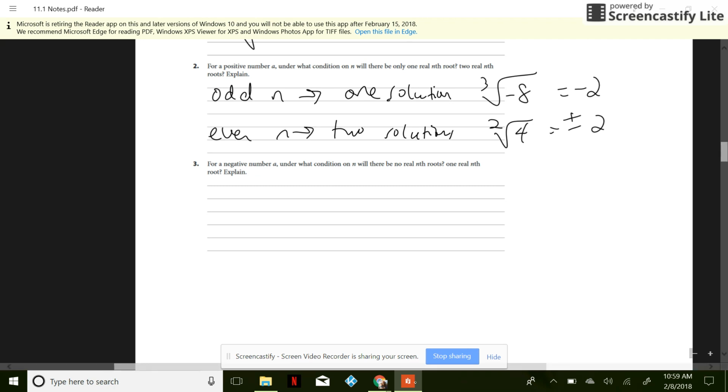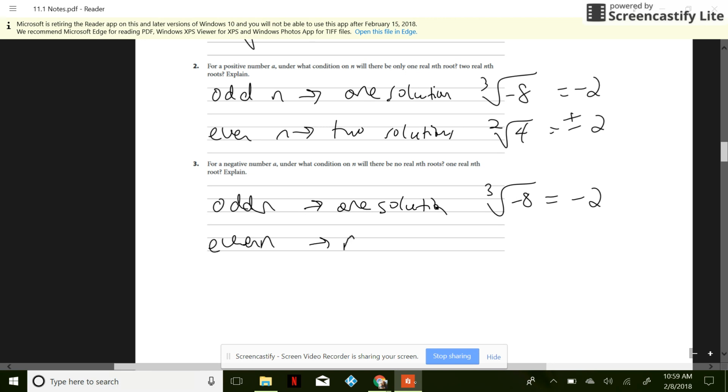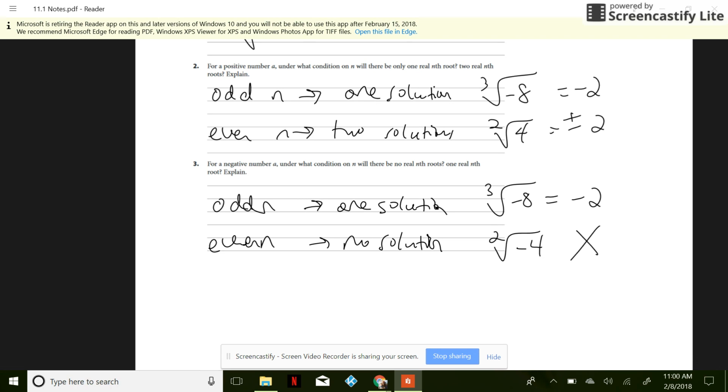For a negative number a, under what conditions will there be no real roots or one real root? If n is odd, we're still going to have just one solution. Again, odd n means it would be like the cube root of -8. In this case, again, we have one solution, which is -2. Whereas if n is even, we're going to have no real solution, because if you try to take, let's say, the square root of -4, we can't get a real solution. We get an imaginary solution in that case.